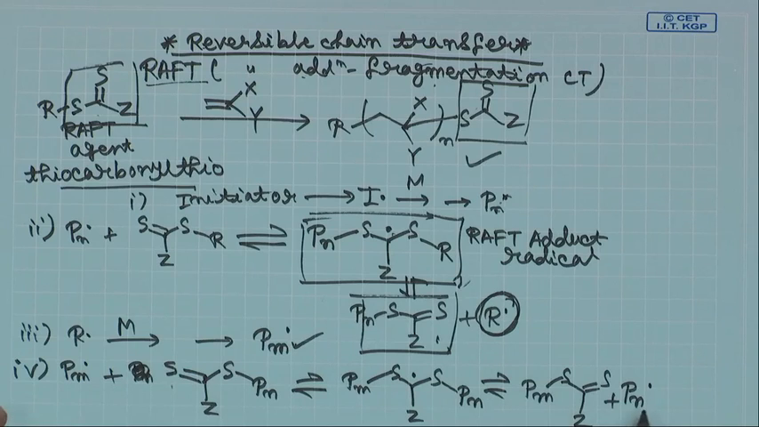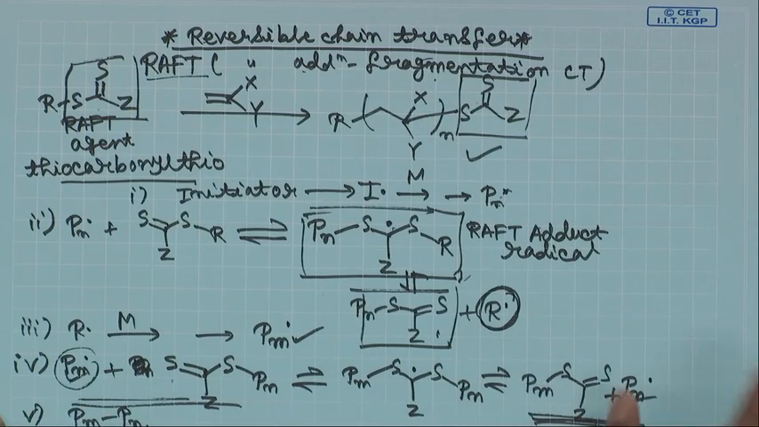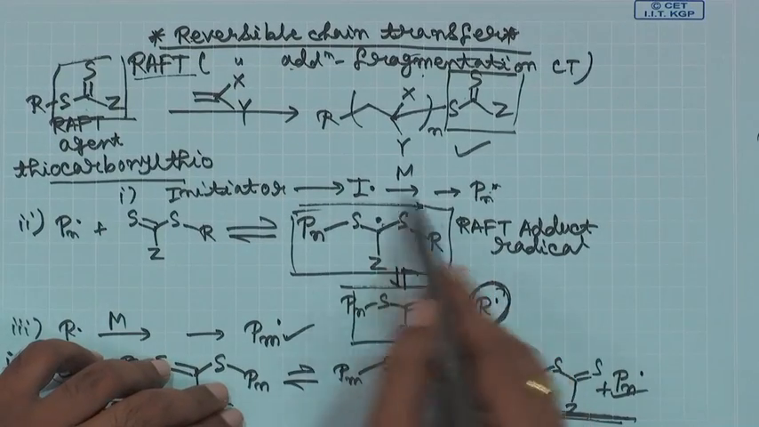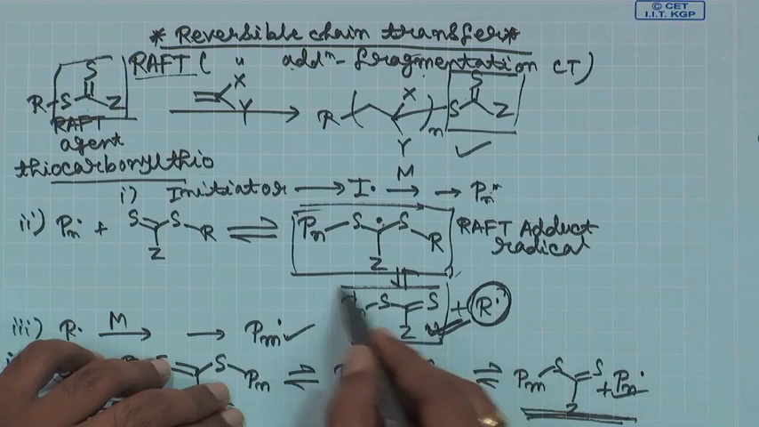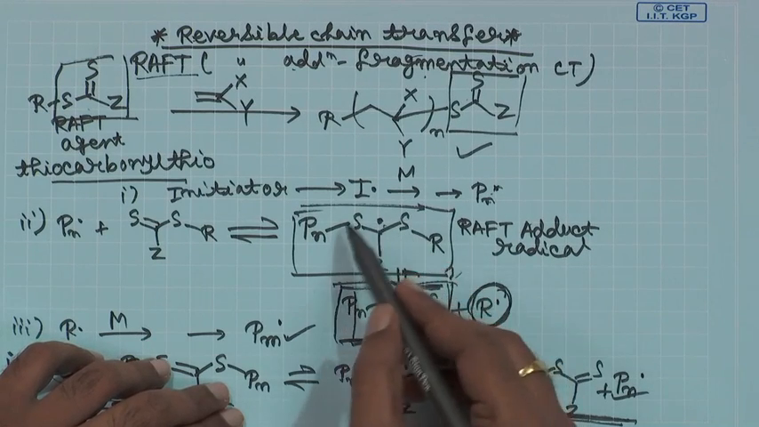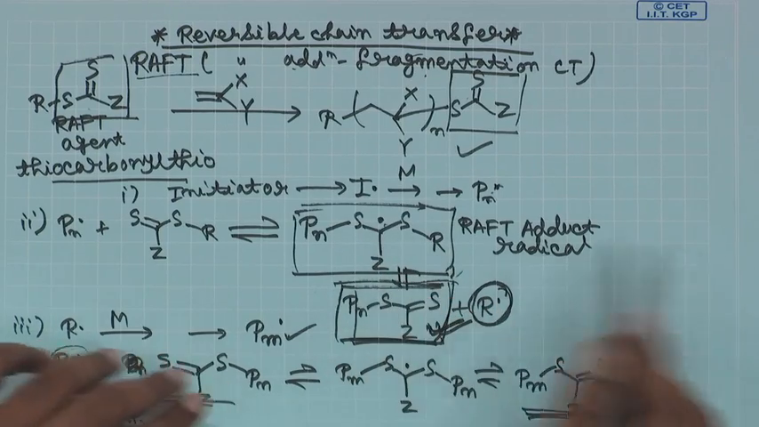So, this is the equilibration step which will establish an equilibration between these two species here and these two species here, and finally, the P m dot and P n dot in the fifth step could just add up to produce P m P n, which is your dead polymer. So, basically you have this kind of stabilized radical species which will create what you call the latent or dormant species that is being produced, and this radical species cannot initiate the polymerization with your monomer.